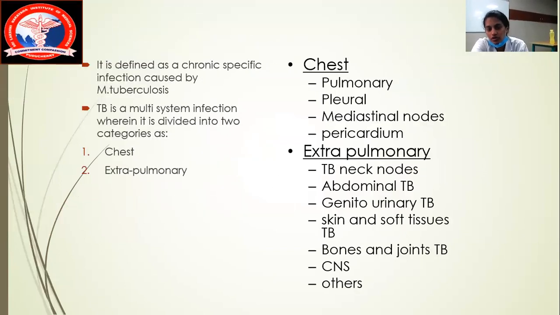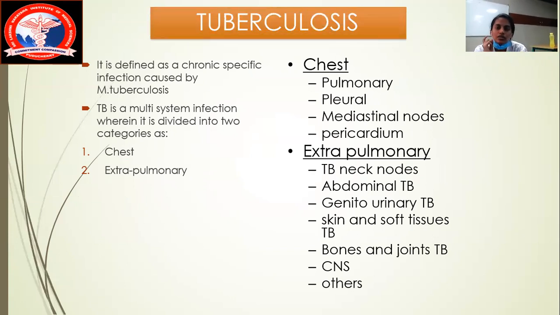Today's topic is tuberculous lymphadenitis. Always think of tuberculosis infection as being of two types: chest tuberculosis and extrapulmonary tuberculosis. It is a multi-system infection, which is why we divide it into two major conditions. Extrapulmonary TB can be divided further: the most common is TB neck nodes, then abdominal tuberculosis, genitourinary TB, skin and soft tissue TB, and bone and joint TB, that is arthritis and osteomyelitis of the tibia or the mandible. CNS tuberculosis like meningitis also comes to mind.